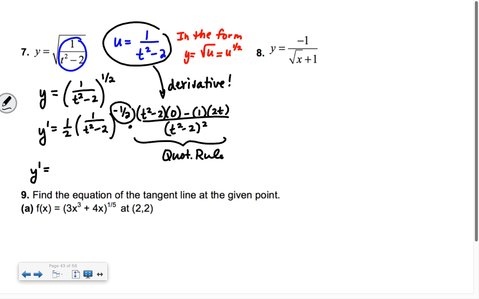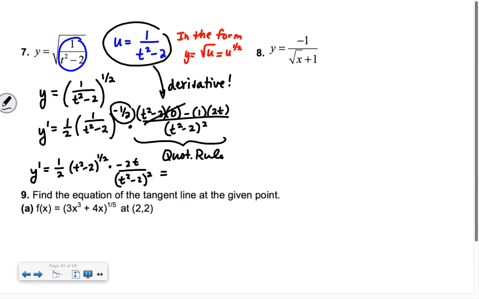All right, so if I was going to clean this one up, when I have this negative 1/2 thing, that's kind of weird. I have a quotient that's raised to the negative 1/2. So if I have 1 over t squared minus 2 raised to a negative exponent, do you guys see how that flips it? So you would actually have 1/2, and then t squared minus 2 to the 1/2, right? And then this part becomes 0. I get times negative 2t all over t squared minus 2 squared.